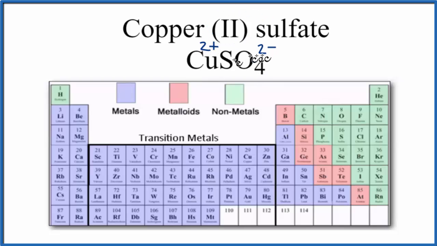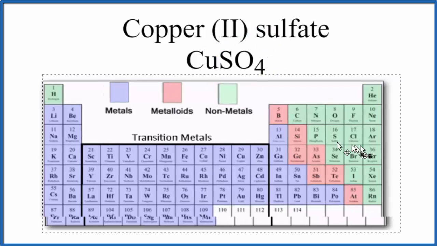Because we have these opposite charges, the positive copper ion and the negative sulfate ion, they're attracted and they form that ionic bond. Let's talk briefly, though, about the sulfate ion.